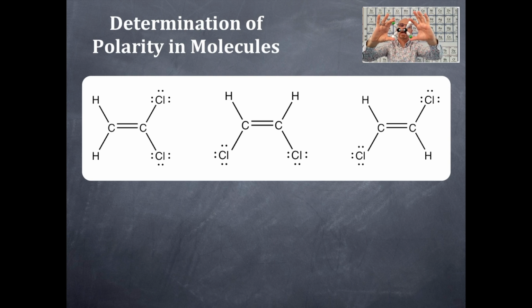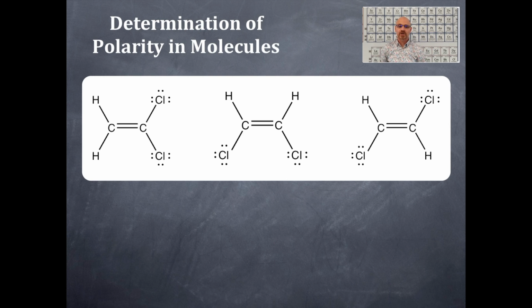This is called a trans structure. Trans means across, like transcontinental railroad. This is trans, which is across. The other 2 structures, I'm going to show those up here. The middle one is right here. This is cis. Cis means same side. Okay, this one is also cis. Cis is same side. So the 2 cis-like structures are polar, and the one trans structure is non-polar.